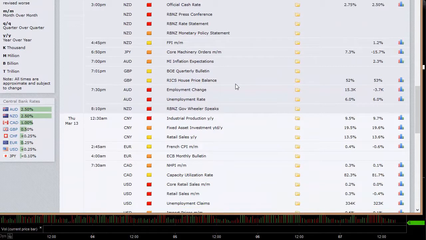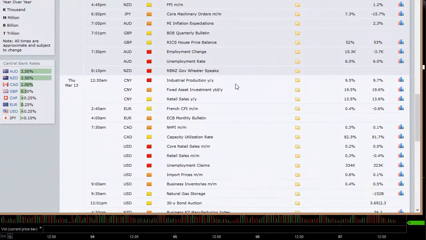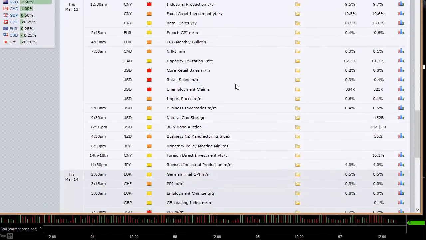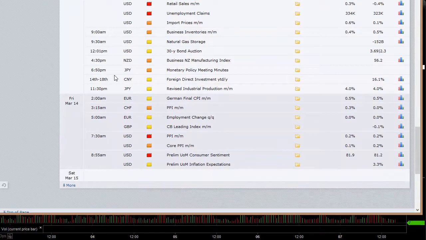Core machinery orders out of Japan, Australia's MI inflation index, Bank of England quarterly bulletin and their RICS house price balance, employment data out of Australia, industrial production out of China, along with retail sales and fixed asset investments, French CPI, Canada in the morning on Thursday, capacity utilization rate, U.S. is releasing retail sales, their weekly unemployment claims, import and export prices, business inventories and natty gas, 30-year bond auction here in the U.S.